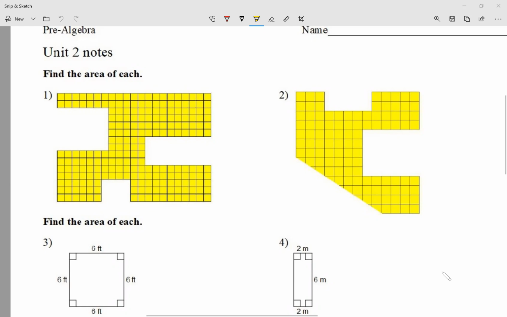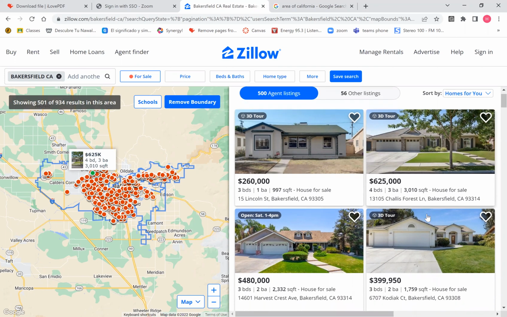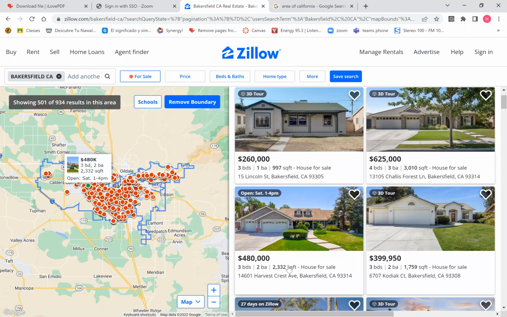I go today and look at Zillow, houses that are for sale here, and I see that information, besides the price, how many bedrooms, how many bathrooms, all that stuff, it gives me this number. This house right here says 997 square feet. That should give me an idea how big the house is. This other house right here is 3,010 square feet. Then 2,332 square feet and 1,759 square feet. So obviously I can compare numbers. 3,010 is the biggest of these four, and 997 is the smallest.